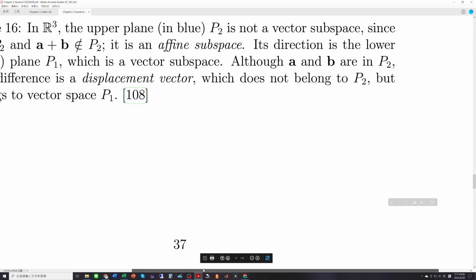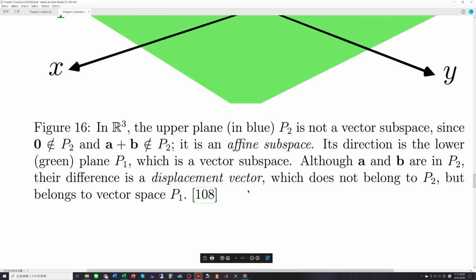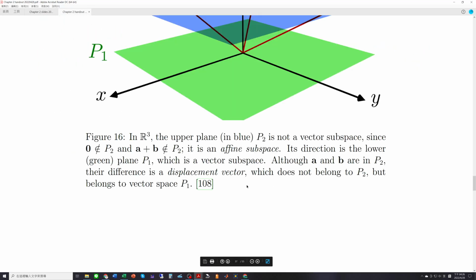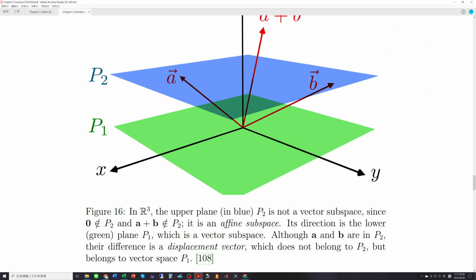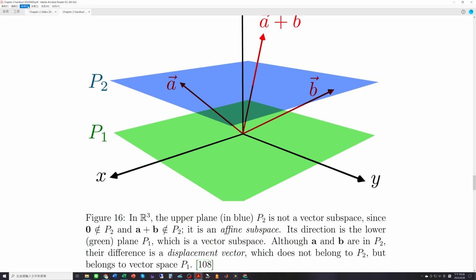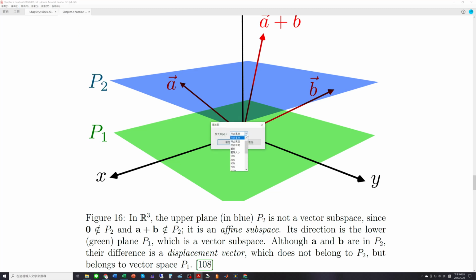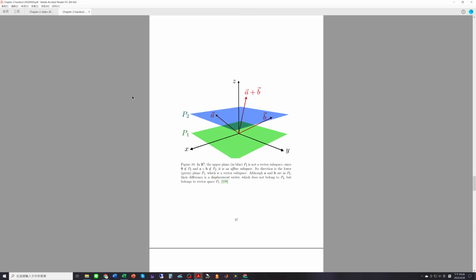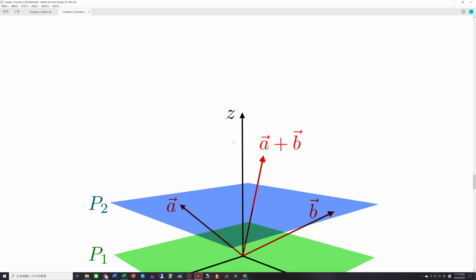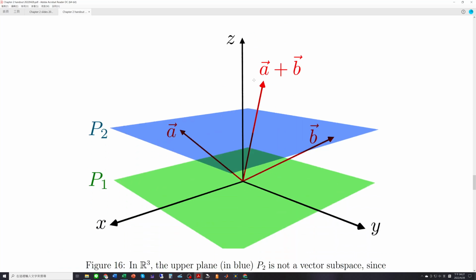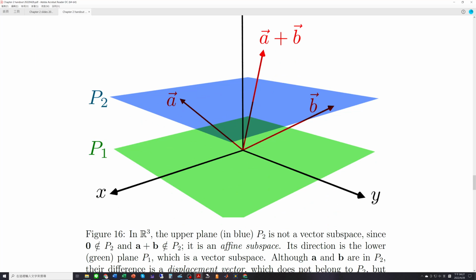Okay, let us see figure 16. Okay, this figure. So I need to zoom in on it. Okay, so let me enlarge it. Okay, figure 16 in R3.